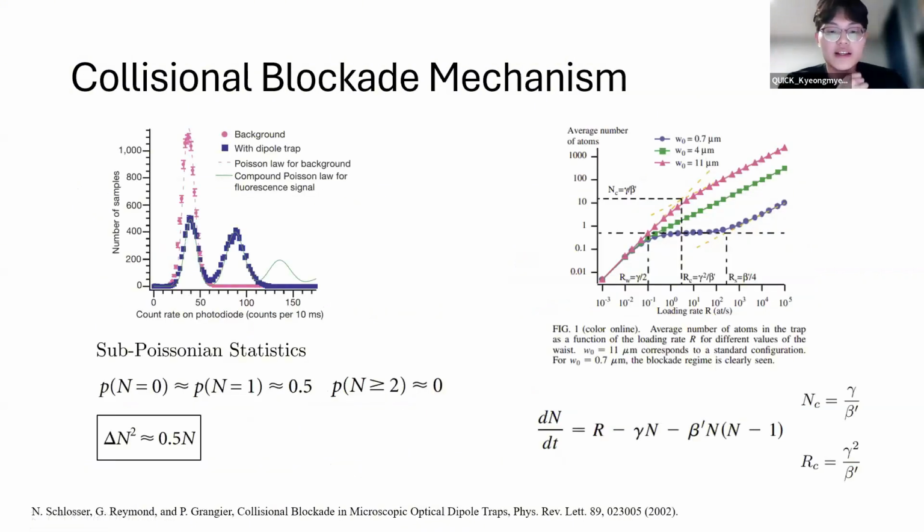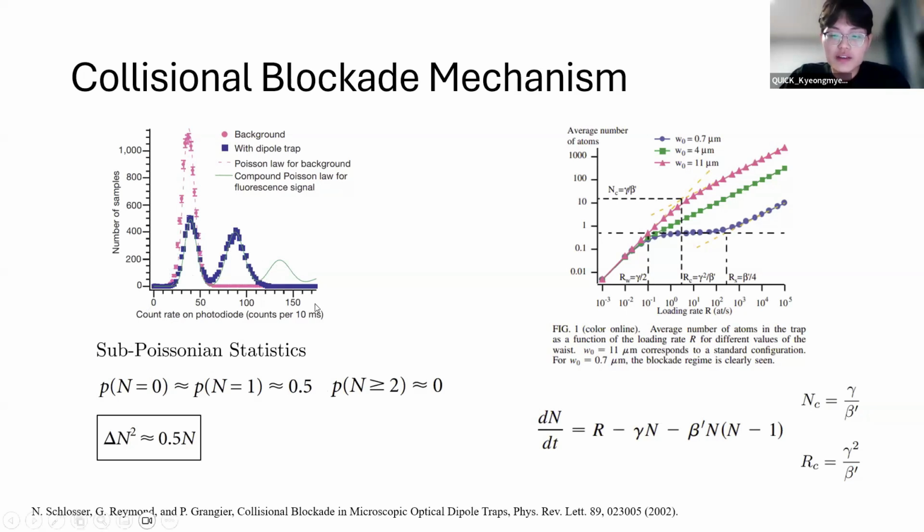And we want to load single atoms in the optical tweezer instead of several atoms. And we can make use of the so-called collisional blockade mechanism to control the number of atoms in the tweezer. So if you look on the left, the blue graph is the fluorescence signal showing sub-Poissonian statistics, which deviates from the expected Poissonian statistics from a normal fluorescence signal, which, I think, is the green graph. So you see there's a missing peak here, right? And this leads to the blue graph showing sub-Poissonian statistics.